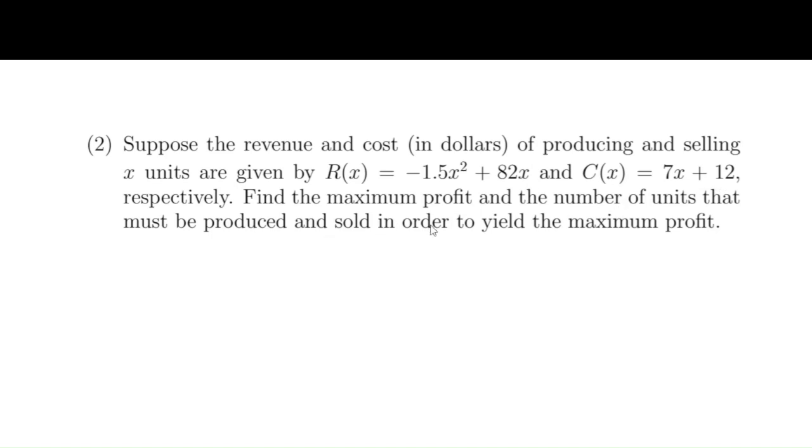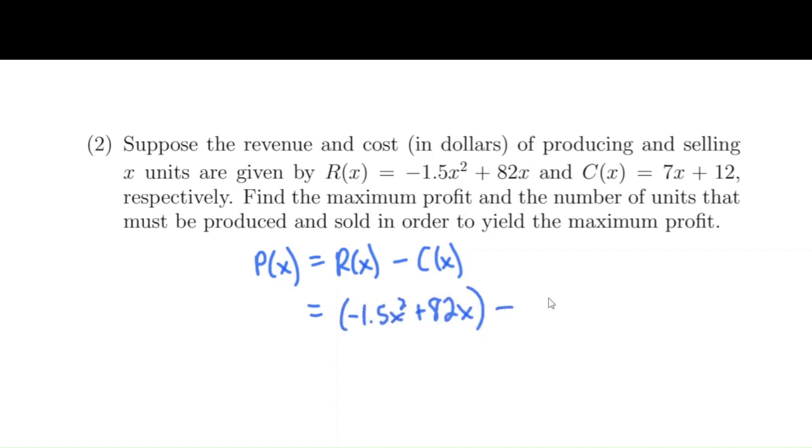Find the maximum profit and the number of units that must be produced and sold in order to yield the maximum profit. So what is the maximum profit and what is the X value that gives you that maximum profit? Now let's remember that the profit is equal to the revenue minus the costs. And the revenue is given by this formula. And we're going to subtract the costs.